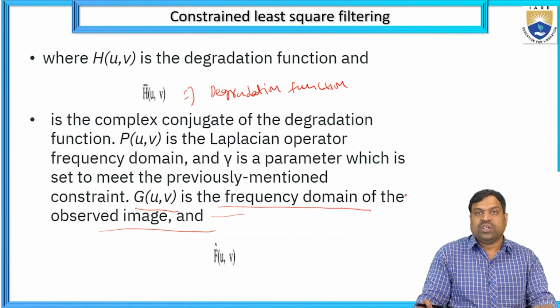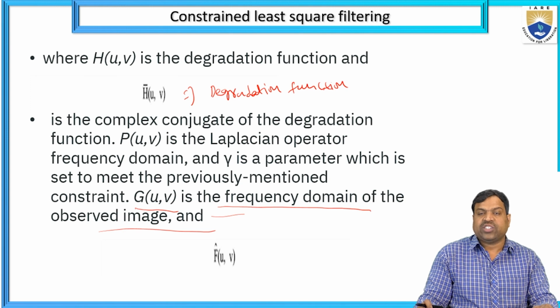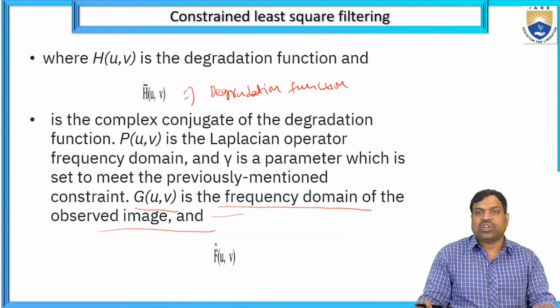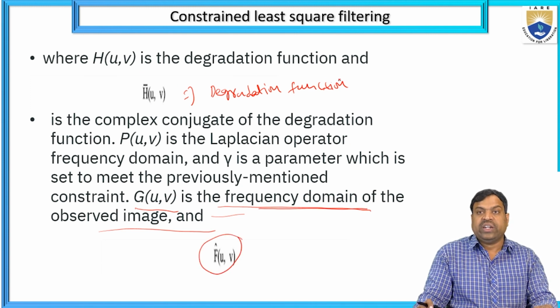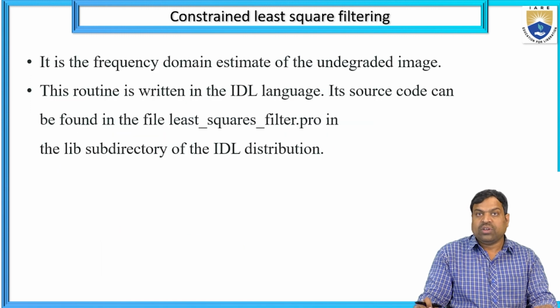That is our aim. So here H of (u,v) is the degradation function, H bar of (u,v) is the complex conjugate of the degradation function, and P of (u,v) is the Laplacian operator in the frequency domain. Gamma is a parameter adjusted to meet the previously mentioned constraint. G of (u,v) is the frequency domain of the observed image, and F dash of (u,v) is the frequency domain estimation of the undegraded image.